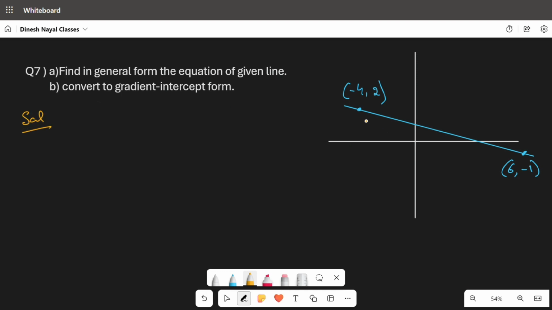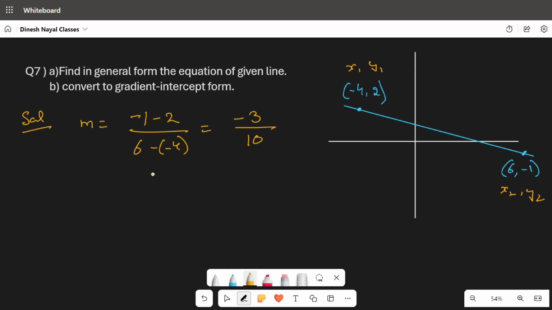First of all, we will find the gradient m. Taking this as x1, y1 and this as x2, y2, you do y2 minus y1, which is minus 1 minus 2, upon x2 minus x1, 6 minus of minus 4. Okay, so minus 1 minus 2 becomes minus 3, and minus of minus 4 becomes plus, so 6 plus 4 is 10. So minus 3 by 10 is the slope of this given line.